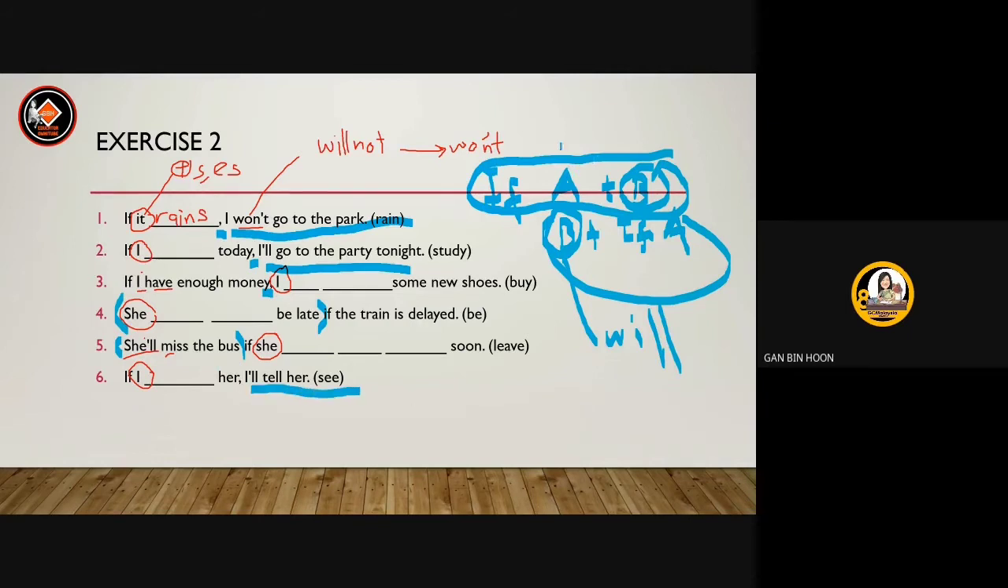Main clause adalah apa? Effect or outcome. Kemungkinan apa akan berlaku. For example, like number 1. Kalau hujan, saya tidak akan pergi ke park. What is park? Taman. Okay, so saya tidak akan pergi ke taman is the outcome, kesan dia. So let's look at number 2. Who wants to answer number 2?